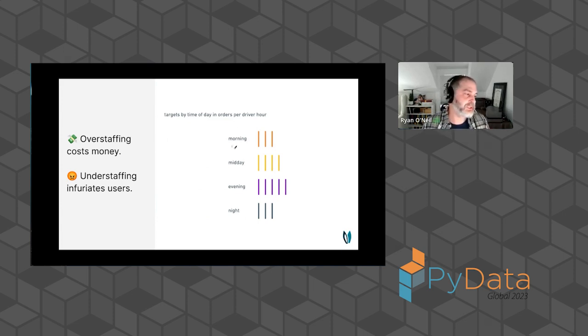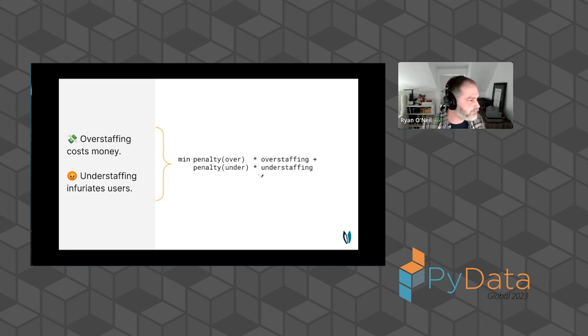So what I've arbitrarily done is said, I want 3 orders per driver hour during morning and night, 4 during midday, and 5 at evening. Given my operations, I think that'll be a pretty good target to meet. And our objective for scheduling in this case is just going to be minimizing some penalty of overstaffing and understaffing. And those can, and probably are, typically different penalties.